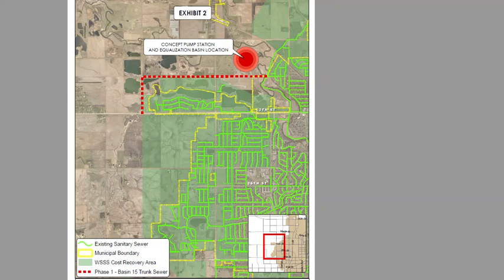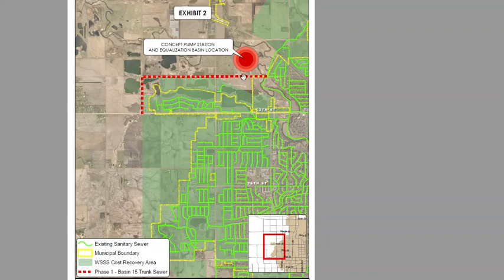Exhibit 2 shows the concept pump station location and equalization basin located on city-owned land just to the northeast of 12th Street and Ellis Road. The phase 1 Basin 15 sewer is shown in the red dash line. It'll tie into what we call our Sioux River North Interceptor sewer shown here. Run straight west basically, and then turn south, and then cross 12th Street and serve this approximately 1,200 acres along with the future growth area that will be established and defined as a part of this study.